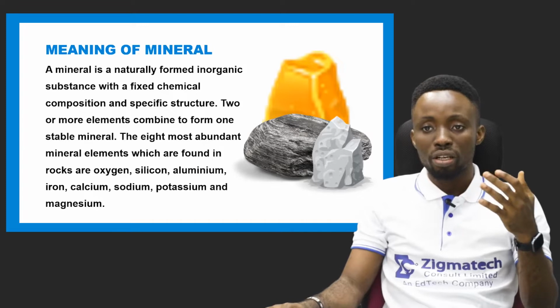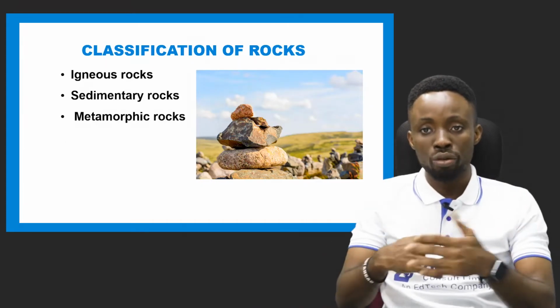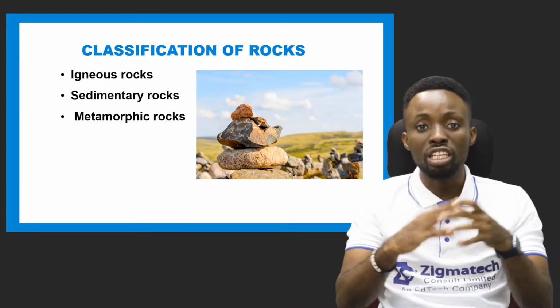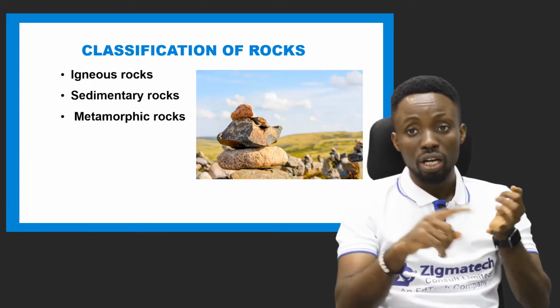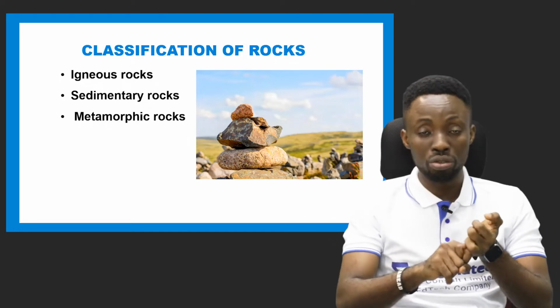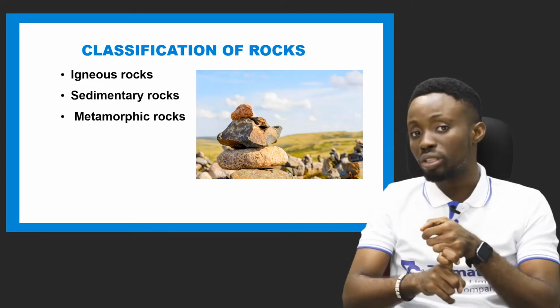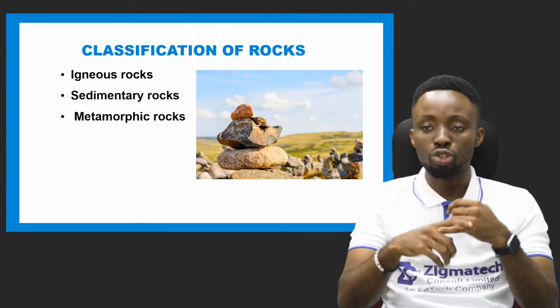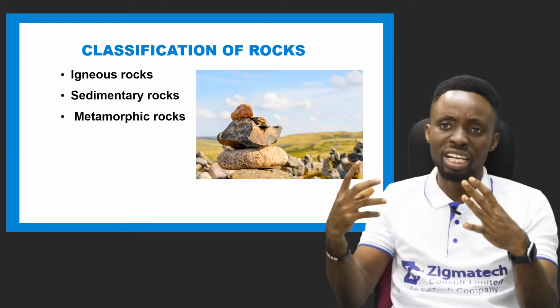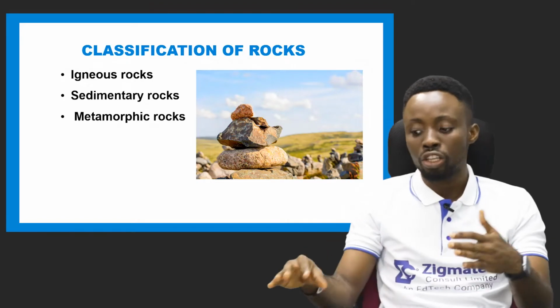So let's look at the classification of rocks. Rocks are actually classified into three categories. The first is the igneous rock. The second category is called the sedimentary rock, and the third category of rock is actually called the metamorphic rock. So we're going to look at these three classifications one after the other.